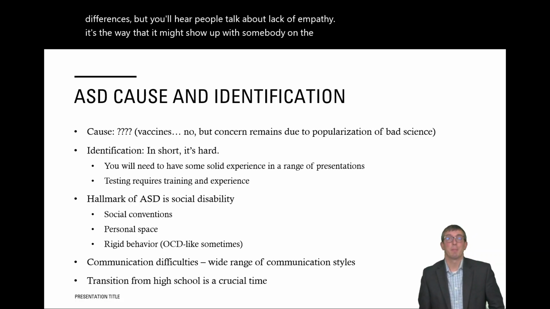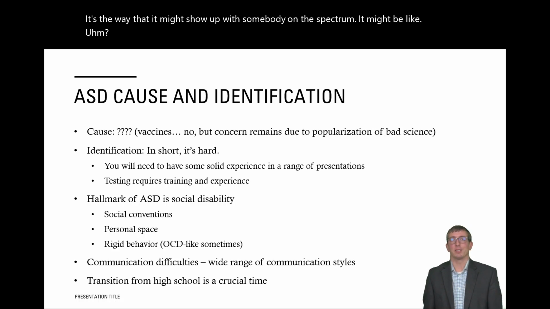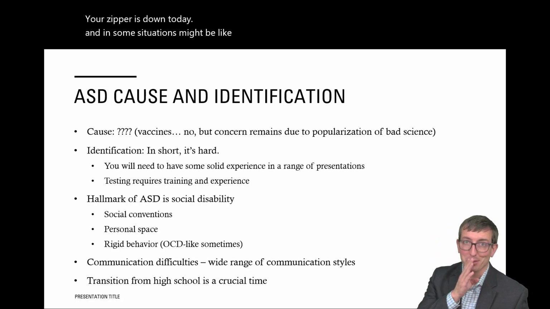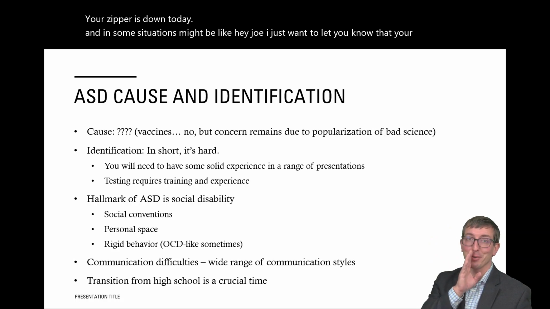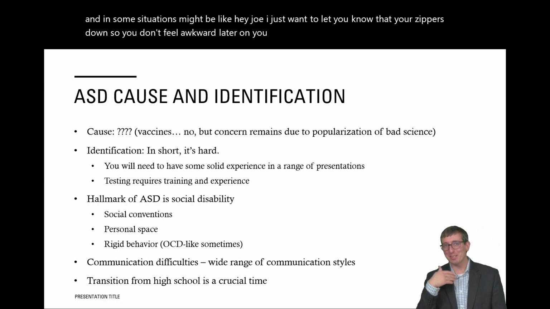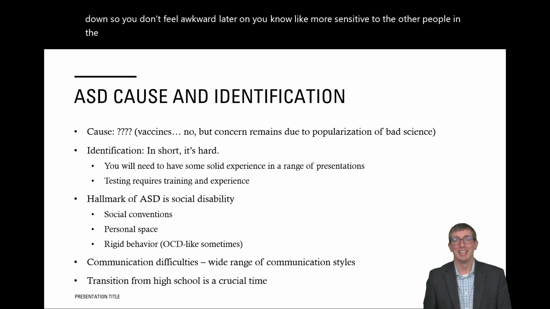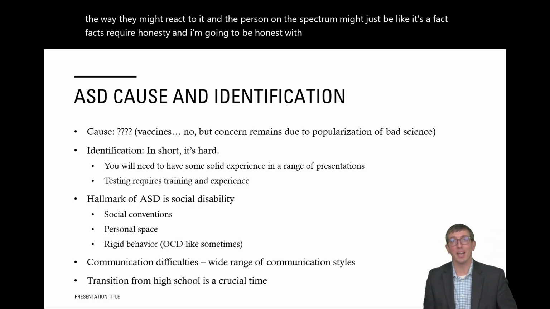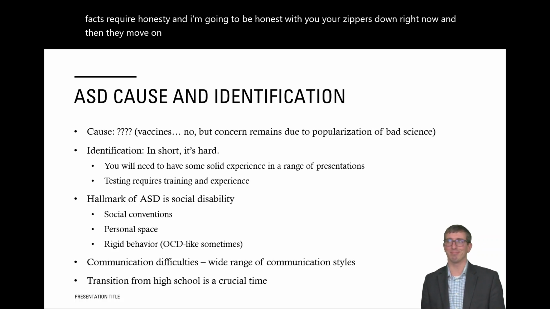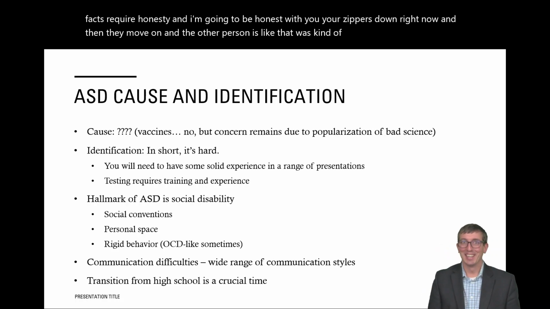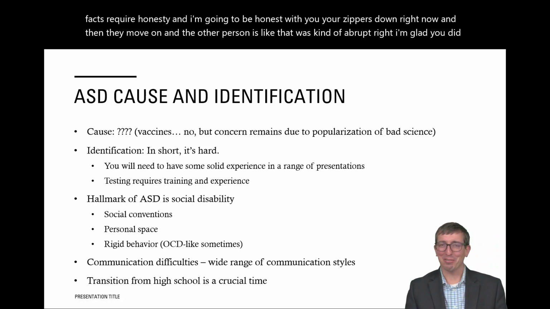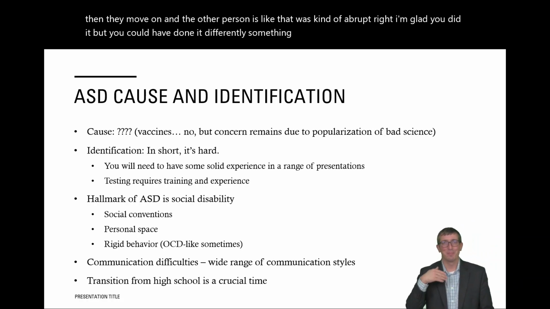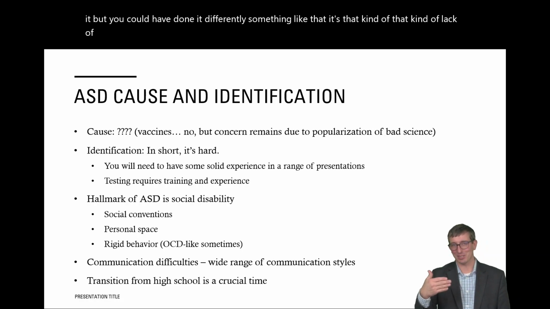It might be like, your zipper's down today. In some situations, it might be like, hey, Joe, I just want to let you know that your zipper's down so you don't feel awkward later on. We're sensitive to the other people and the way they might react to it. And the person on the spectrum might just be like, it's a fact. Facts require honesty, and I'm going to be honest with you, your zipper's down right now. And then they move on. And the other person's like, that was kind of abrupt, right? I'm glad you did it, but you could have done it differently. It's that kind of lack of empathy that leads to the social awkwardness.